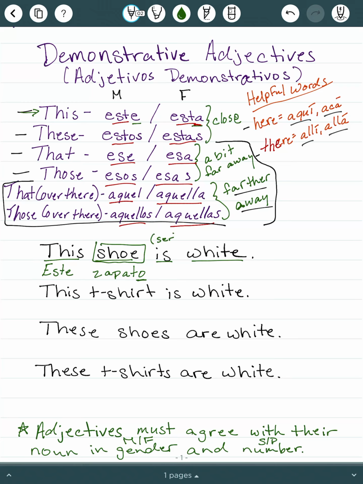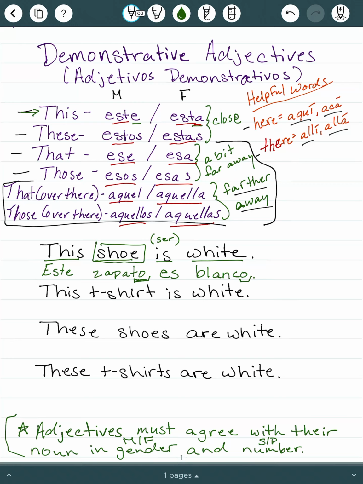So to say it is white, that's a physical characteristic. So that's going to be from ser. To say it is, we say es. And then our word for white is blanco. We get that from our vocabulary list. Now white is also an adjective. So remember, adjectives must agree in gender and number. So zapato is masculine and singular. Blanco needs to be masculine and singular.